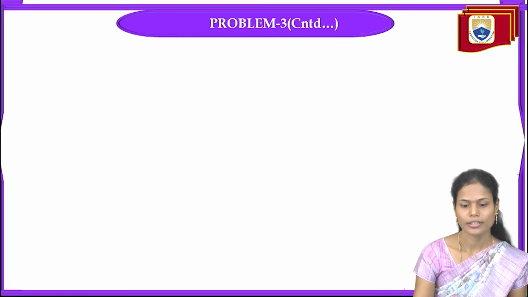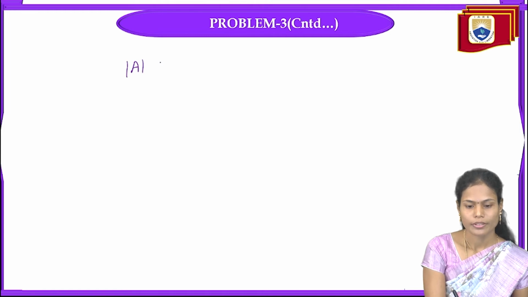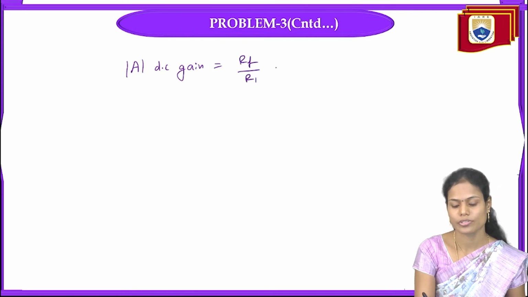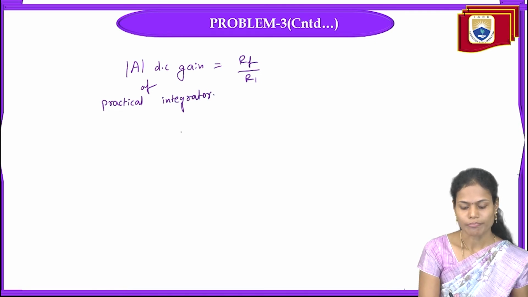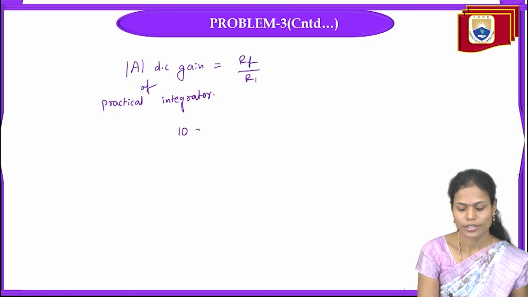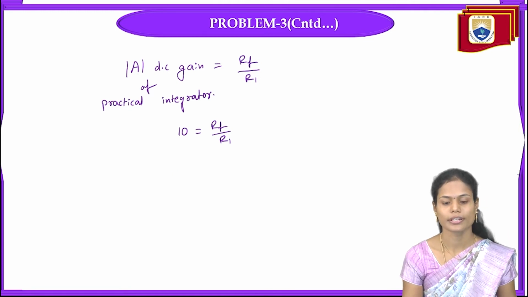To design that, first of all, I am considering the given DC gain, whatever given in the problem, that is A, DC gain, is equal to RF by R1 here. So, this is the DC gain of the practical integrator. This DC gain value is given as 10, RF by R1 here. And the input signal frequency we have also written, that is 10 kilohertz.